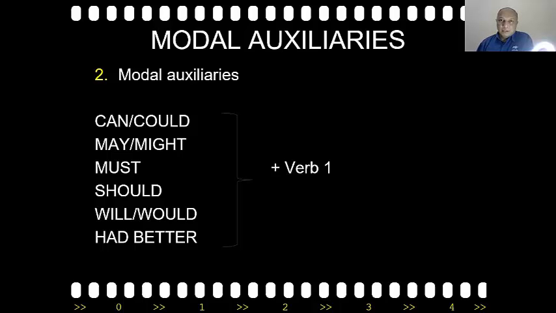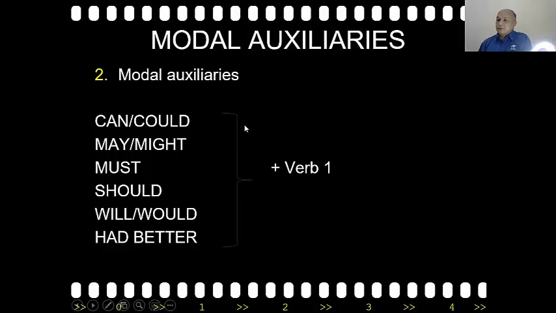This one is about the wrong use of modal auxiliaries. Now, modal auxiliaries, let me give you a brief review of what modal auxiliaries are. They are words like can or could, if it is in the past, may or might, must, should, will, or would, if it is in the past, and had better. And these are some of the modal auxiliaries.